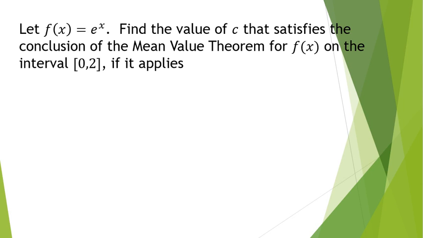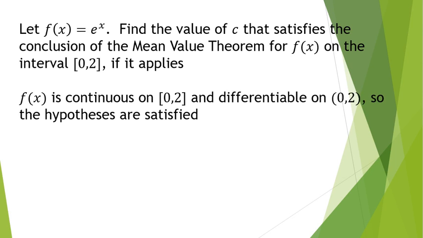Okay, so let's see what we came up with when we tried to solve this question. First up, are the hypotheses for the mean value theorem satisfied? Well, we have the interval 0, 2. This is a closed and bounded interval, so that's good. Our function is e to the x. E to the x is continuous and differentiable for all real numbers. So the function is continuous on the closed and bounded interval, and it's also differentiable on the open interval as well. So the hypotheses are satisfied.